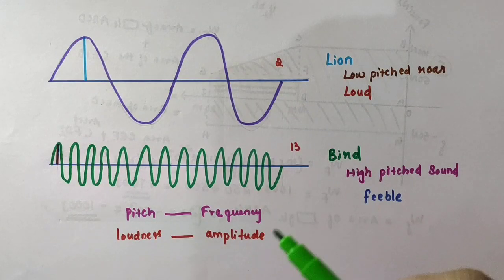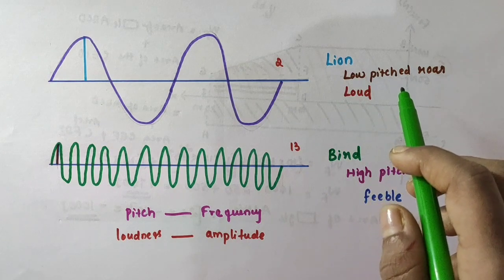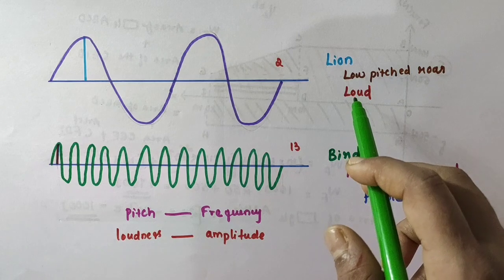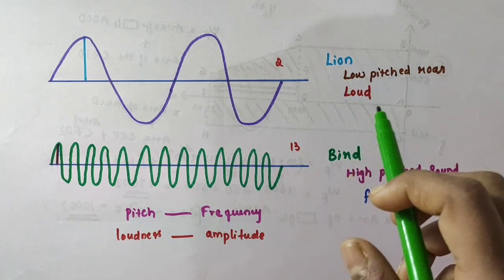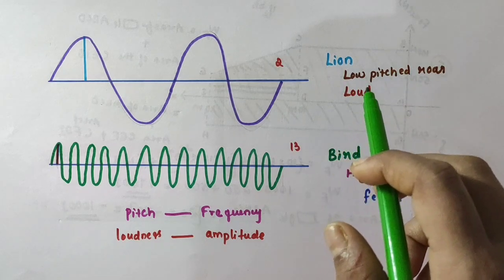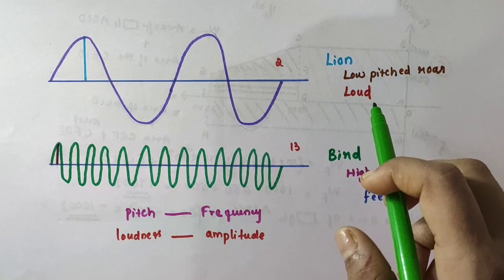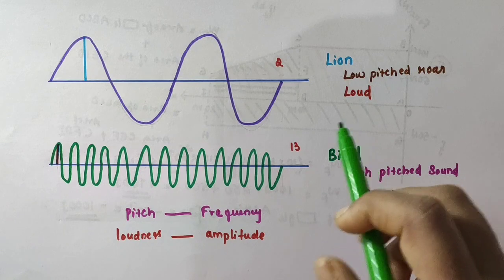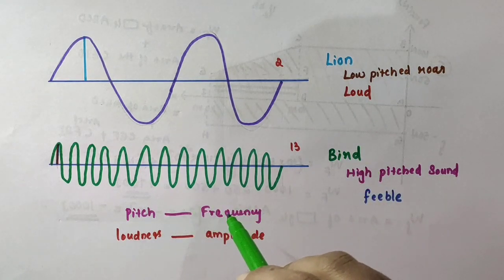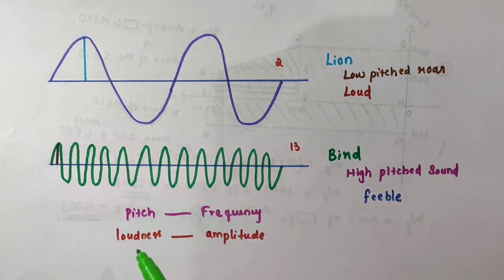See, a lion makes a low-pitched roar, but the roar of the lion is very loud. Do you get confused now? The lion makes a low-pitched roar, but the roar of the lion is very loud. No need of confusion actually. Pitch depends on the frequency, not on the amplitude. And loudness depends on the amplitude, not on the frequency.